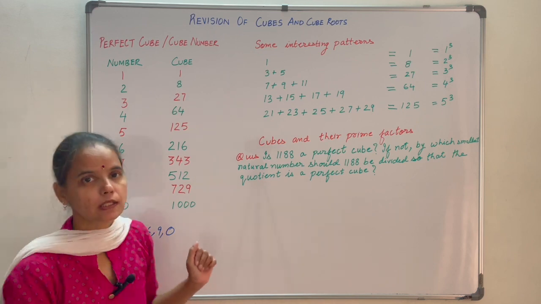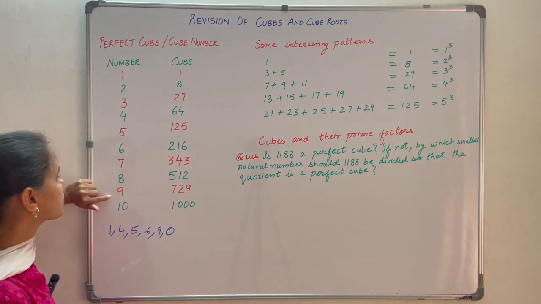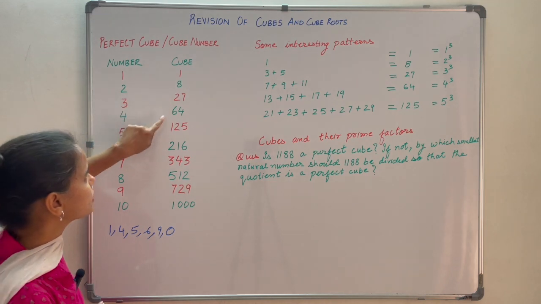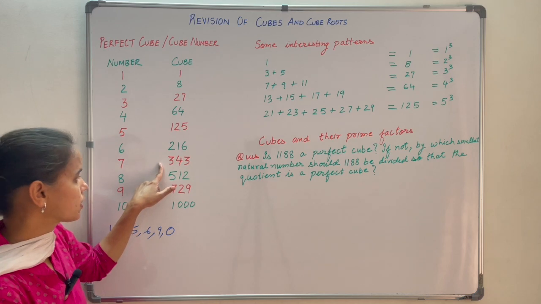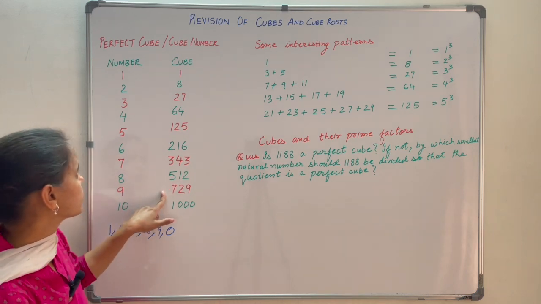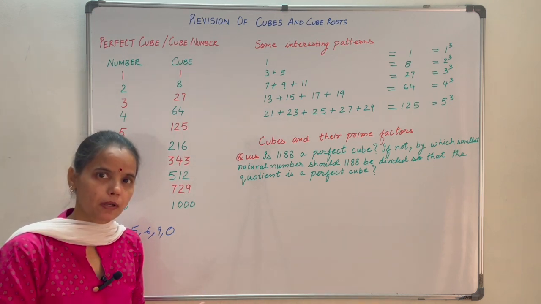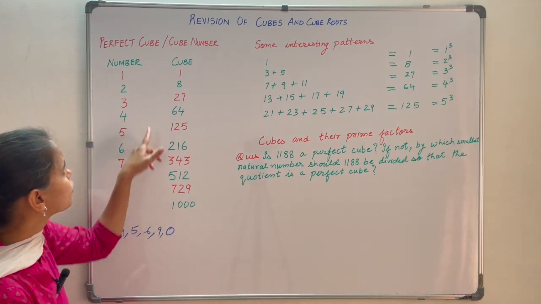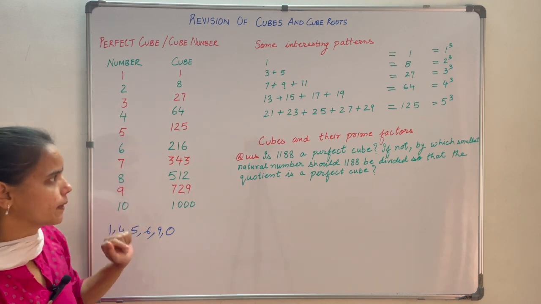And one more property is there. You see here all the odd numbers. What are the perfect cubes of all the odd numbers? That is also odd. See, 7 cube is 343, 9 cube is 729, 5 cube is 125. So the cube of an odd number is odd. Similarly, the cube of an even number is always an even number.